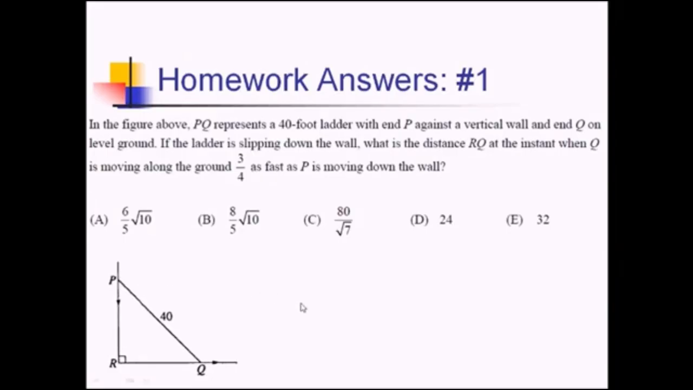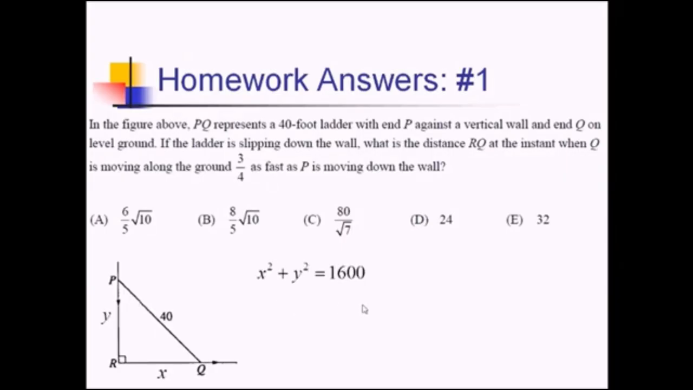Since this is a related rates problem, we're going to start by getting an equation that ties all of this together. I'm going to give this RQ distance an x variable, just so I can refer to it easily, and I'll call RP y, the vertical component here. My equation then, we can use the Pythagorean theorem, because this is a right triangle, so x squared plus y squared equals 40 squared, or 1600.